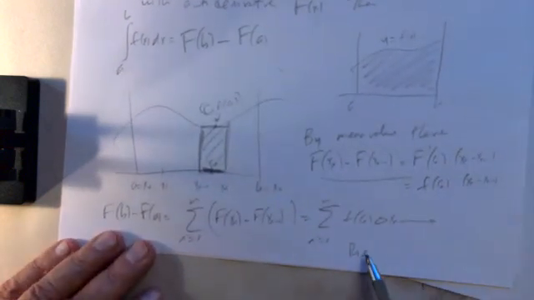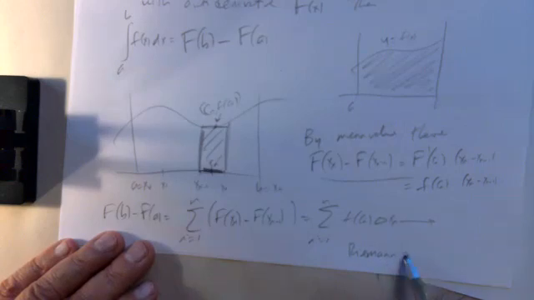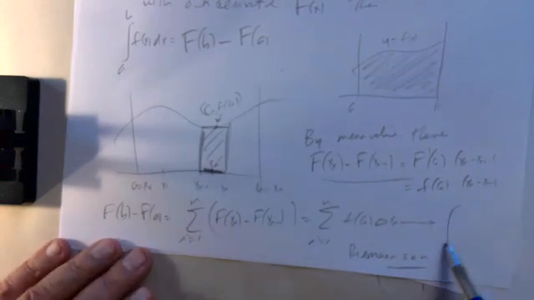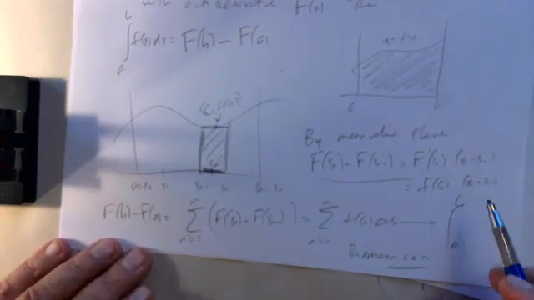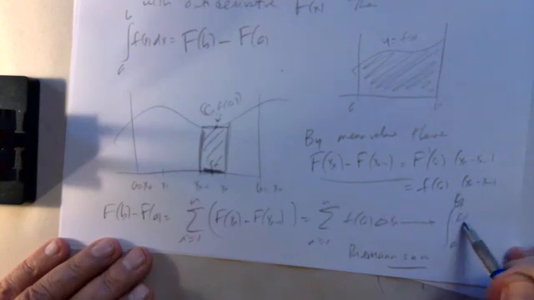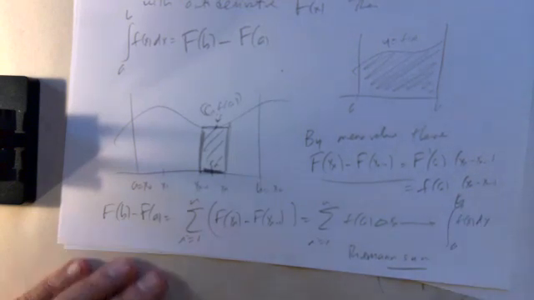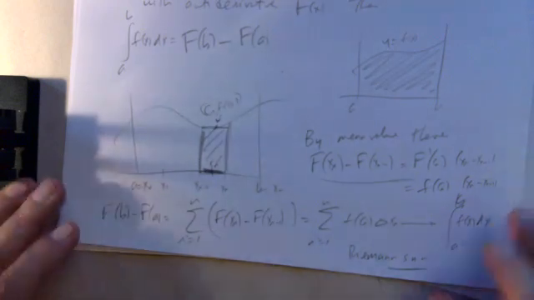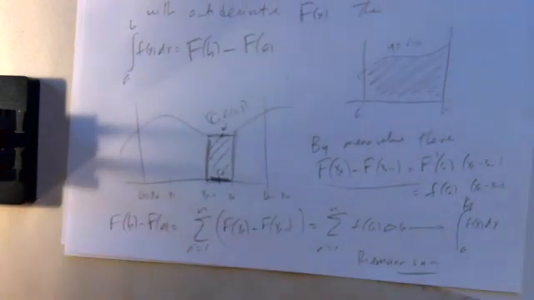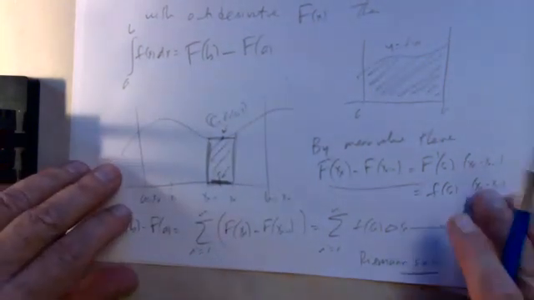So this is just the Riemann sum. And this is essentially the proof that the definite integral from a to b is the difference of the antiderivative evaluated at the endpoints. And there are lots of important examples of this.